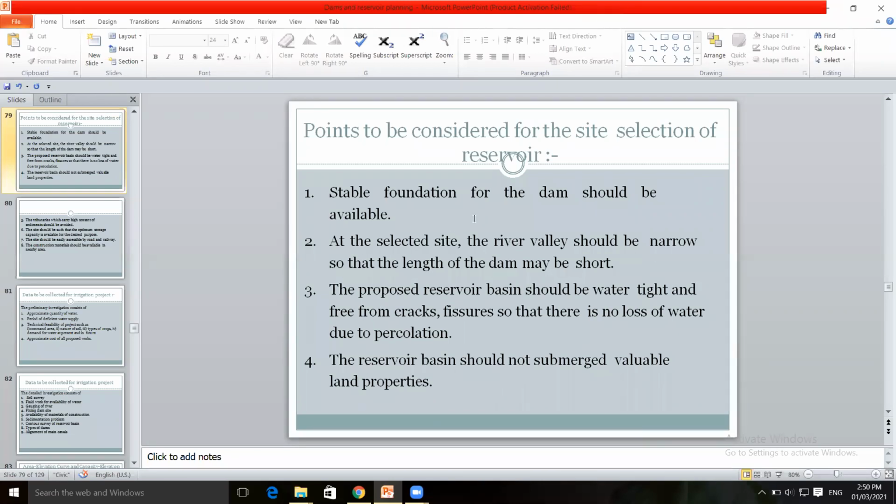Which are the points? Stable foundation for the dam should be available after construction of the dam. It should not fail. Dam should not fail against sliding, overturning, or crushing. The stability of the foundation should be finalized and ensured. Stability of the foundation of the reservoir.